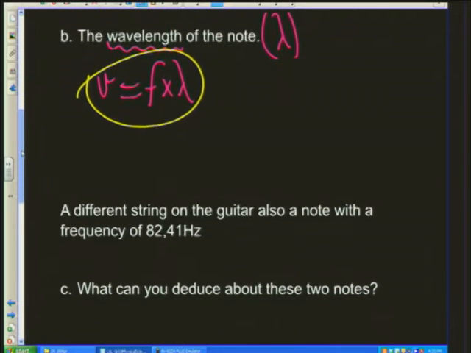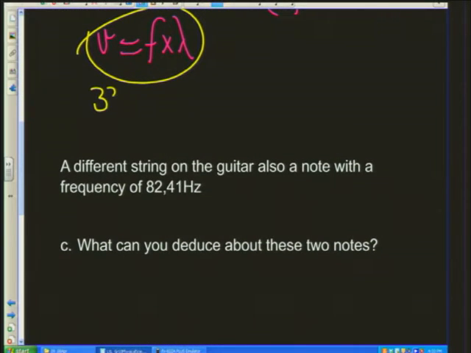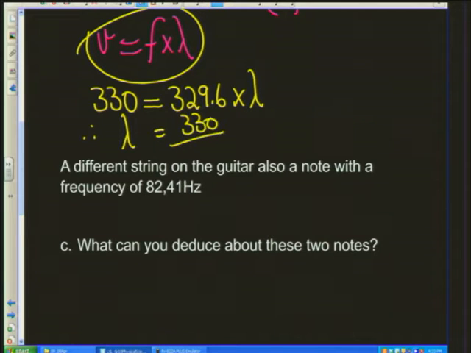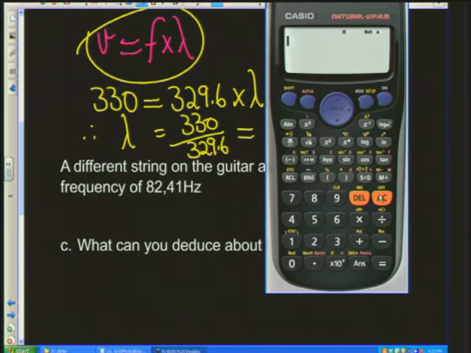So all we need to do is substitute into this. 330 meters per second equals 329.6 times lambda. Therefore, we can find what lambda is. Lambda will be 330 divided by 329.6. Again, you bring your calculator. We've got 330 divided by 329.6.